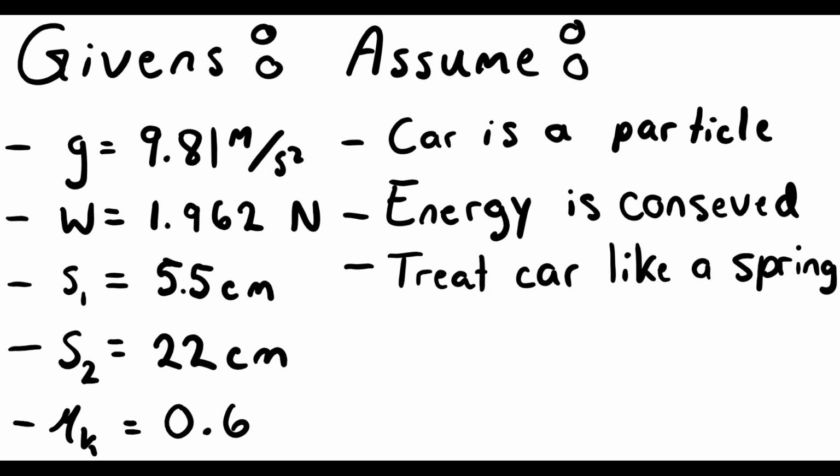So some assumptions that I made were that the car's a particle, therefore I ignored the rotation of the tires. I also said that energy is conserved, so I assumed immediately after the car has returned to equilibrium that all energy has been converted into kinetic energy. And as I previously stated, I wanted to treat the car like a spring since it got pulled back and it launches.